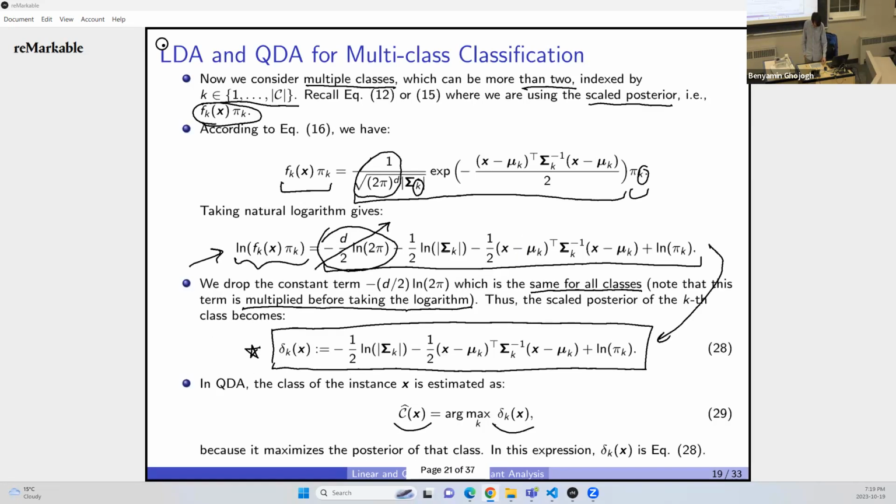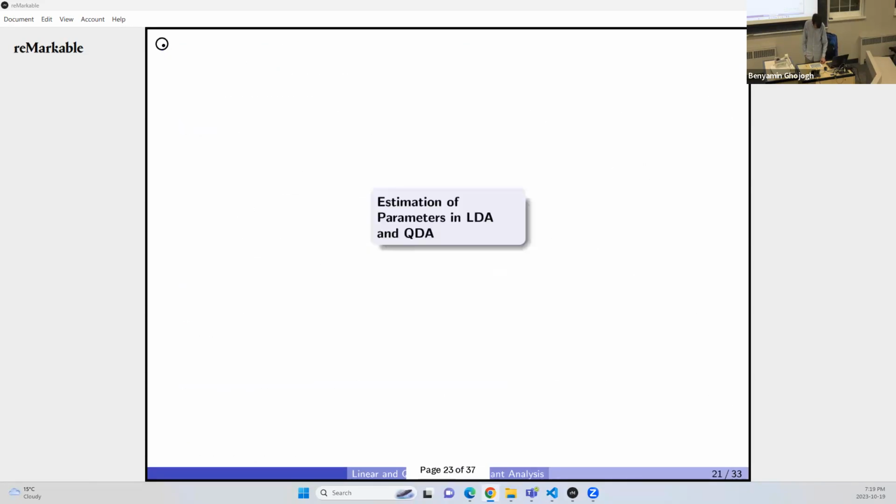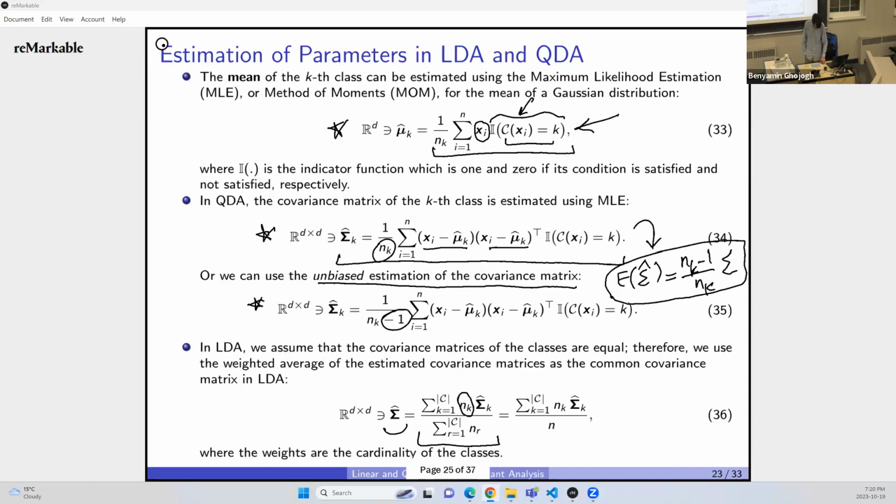I think it was here. Let me find it. Yeah, in equation 36. In LDA, we assume that the covariance matrices are equal. Therefore, we use the weighted average of the estimated covariance matrices as the common covariance matrix in LDA. Right? Where N_k is the cardinality of class k, and N is the cardinality of the total data. Did you understand? Any other question about the assignment?